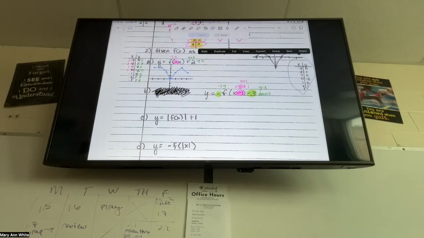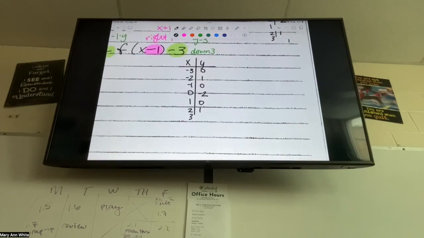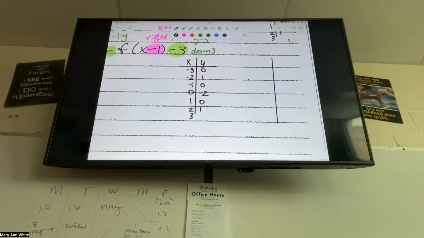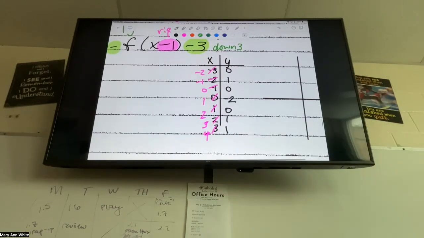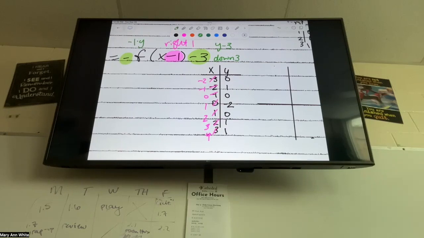I copy and paste this, put it over here, graph next to it. Okay, so add one to all my x's. And then if it's helpful, you can multiply all your y's by -1 and then -3, or you can do it all in your head.